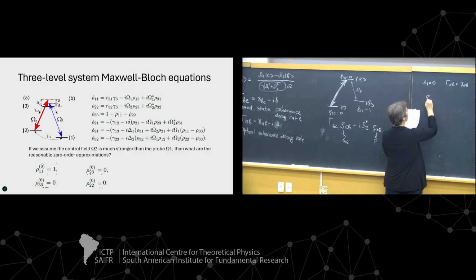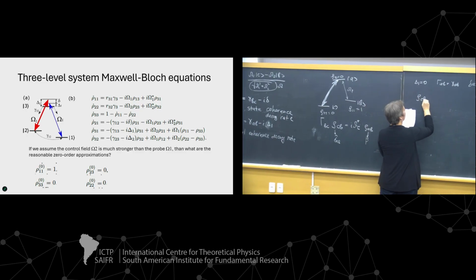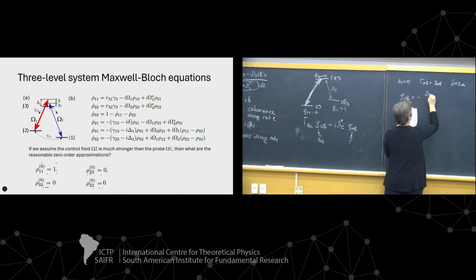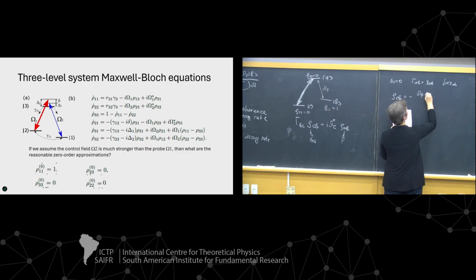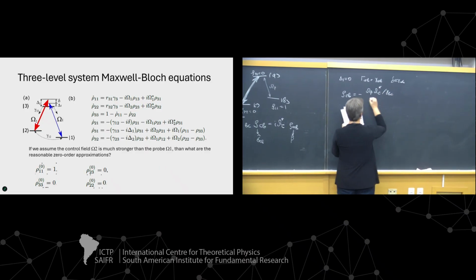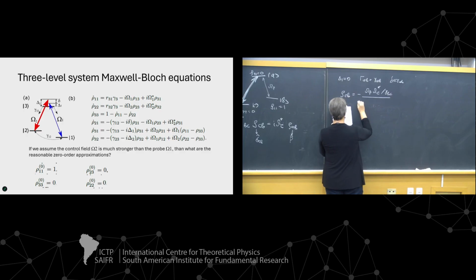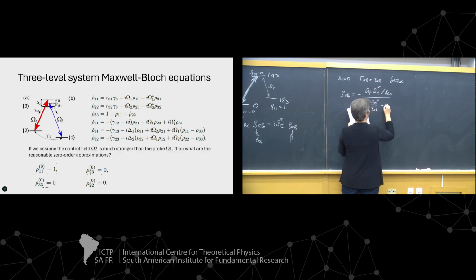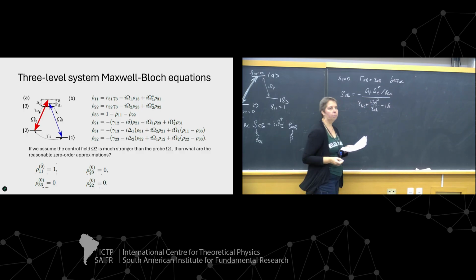In this case, we can find that rho CB, the spin coherence, is equal to minus probe Rabi frequency times control Rabi frequency, divided by gamma BC plus omega C, the control field Rabi frequency, squared over gamma AB, minus i two-photon detuning. Okay?